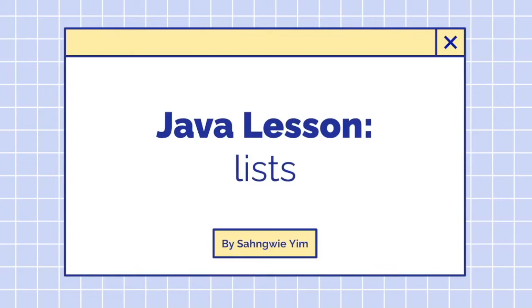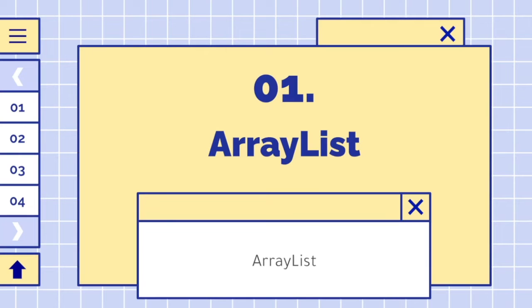Hello everyone, it's Songwei, and today we're going to be talking about lists. A list is a kind of interface in Java that allows you to have ordered collections of things. Under that category of lists, one of the types is an array list.